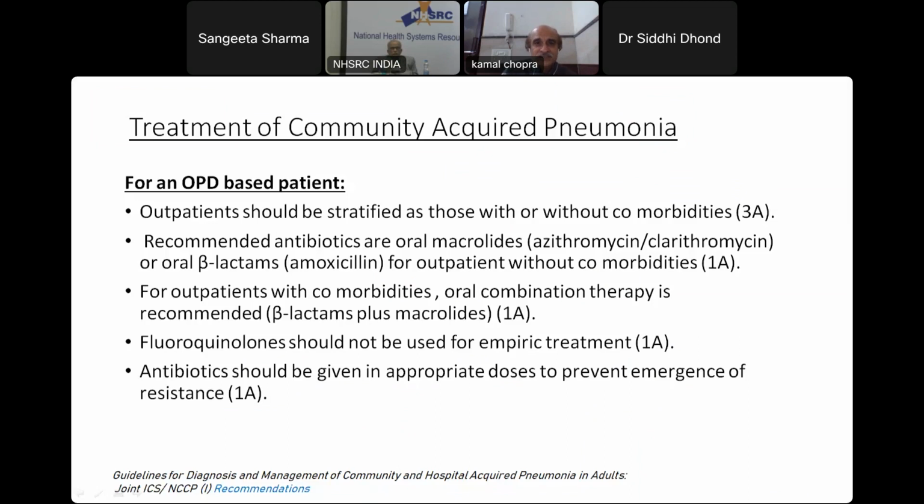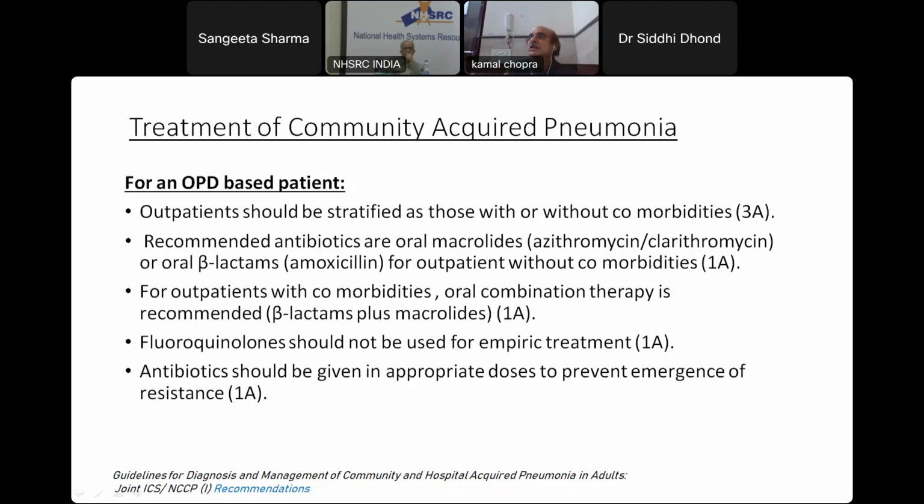A patient should be stratified by whether there is a comorbidity or not. In severe cases, even beta-lactam antibiotics are recommended. For outpatients with comorbidity, oral therapy is recommended. In pneumonia, one point is very important. Fluoroquinolone should not be used as empirical treatment.